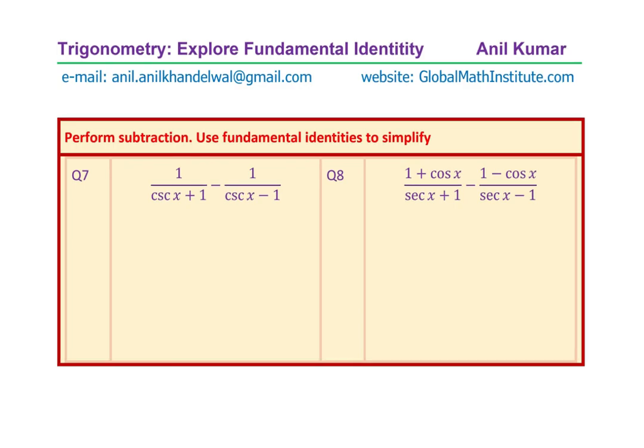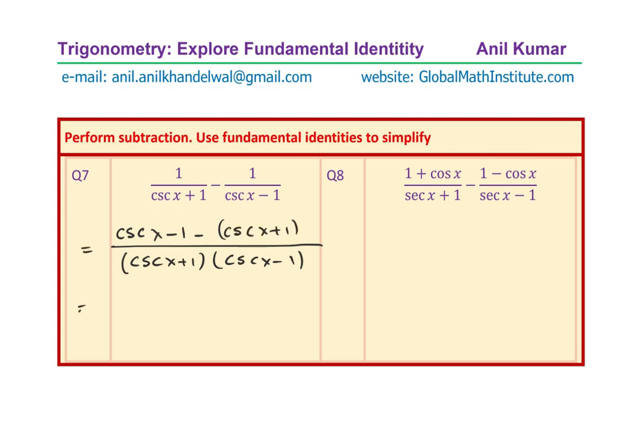Here is the next one, very commonly seen in many trigonometric identities. Now, in such cases, you need to take a common denominator, which is the product of cosecant x plus 1 times cosecant x minus 1, right? And then cross multiply. So you have cosecant x minus 1 minus, let's put this in bracket, cosecant x plus 1. You may or may not factor, but normally I'll recommend not to expand the denominator. Denominator should always be factored, right?